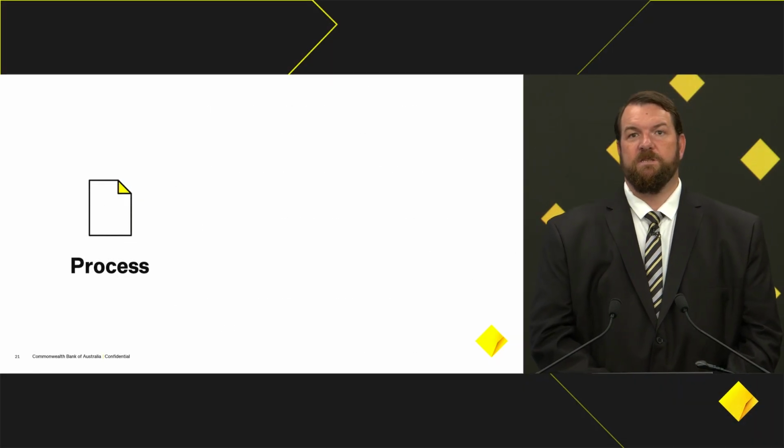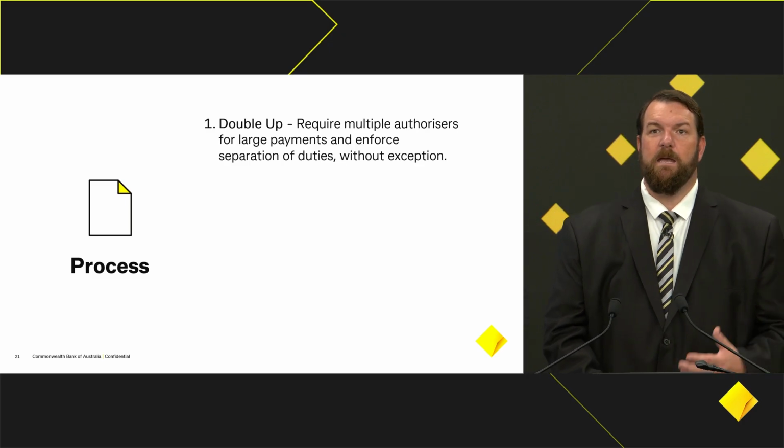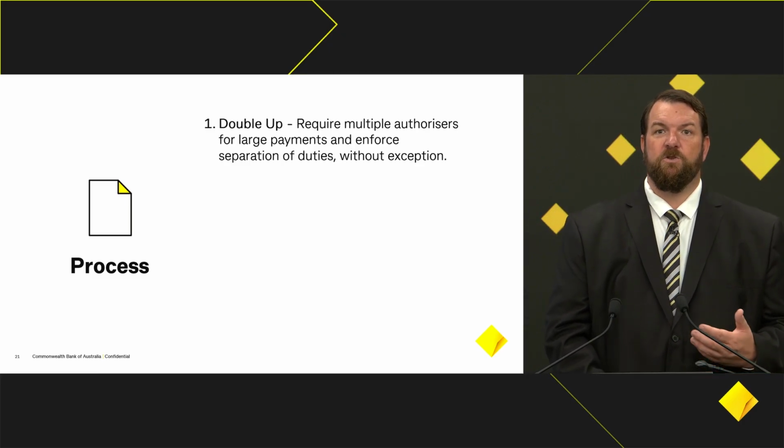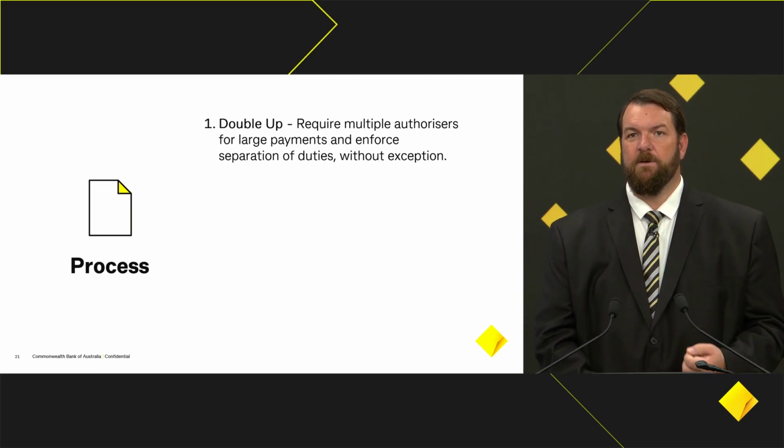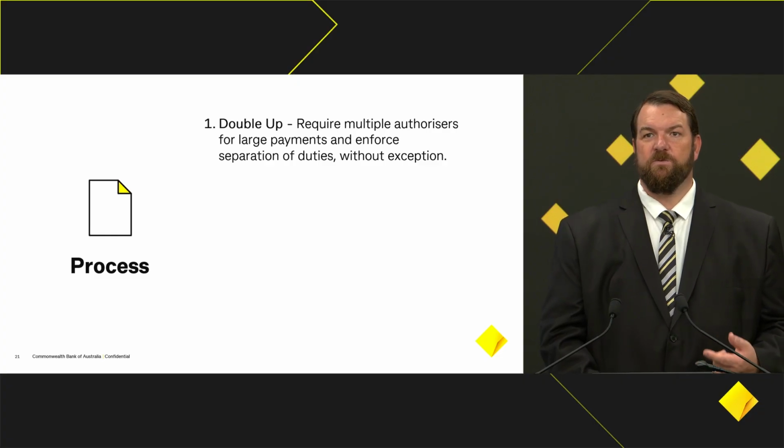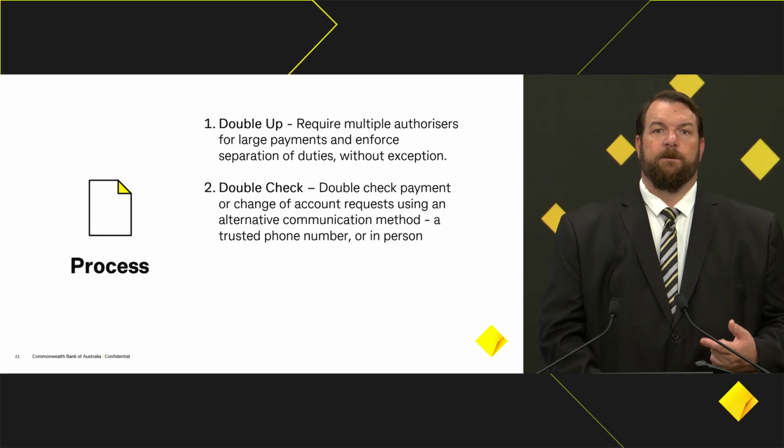Let's now have a look at a process perspective. So think about payments processes, for example. Do you have an authoriser that's different to the payment originator as an additional sense check? Minimising your data and double checking some of those details.